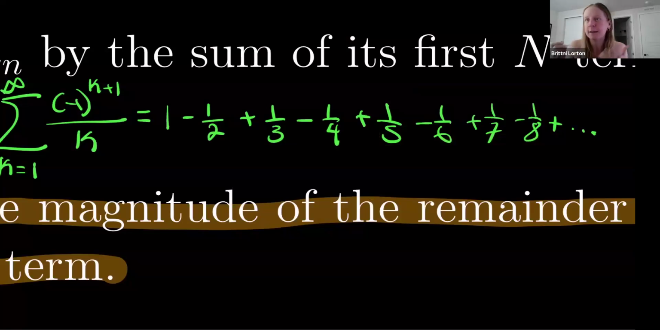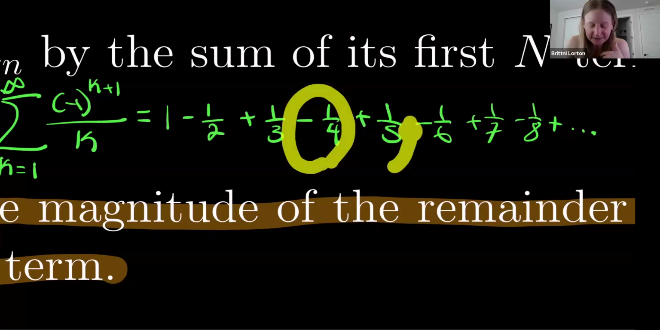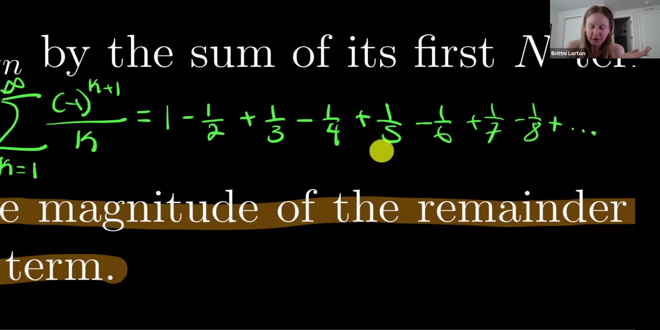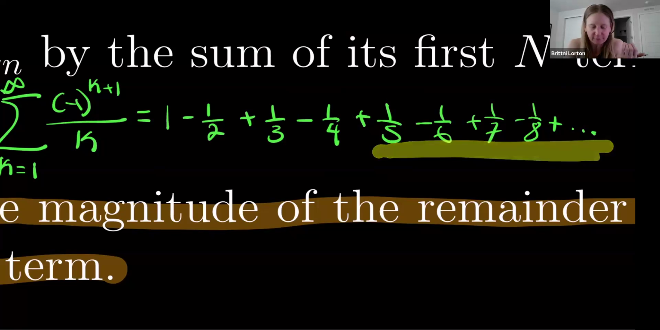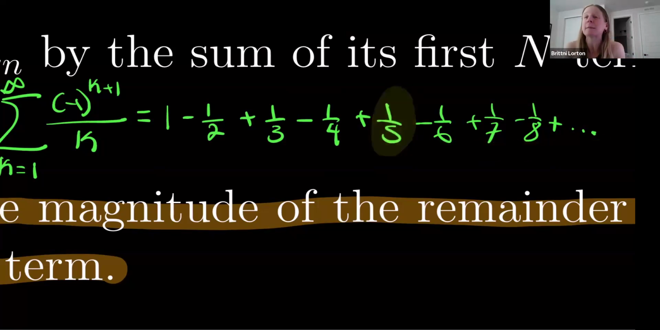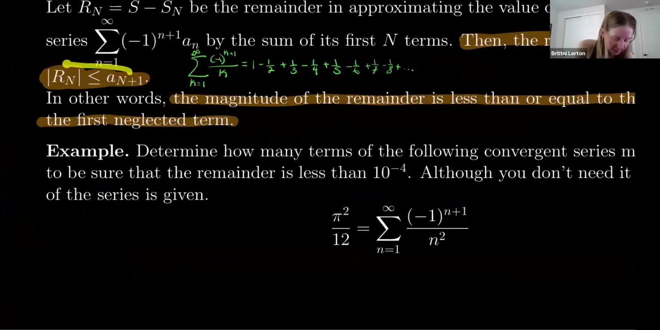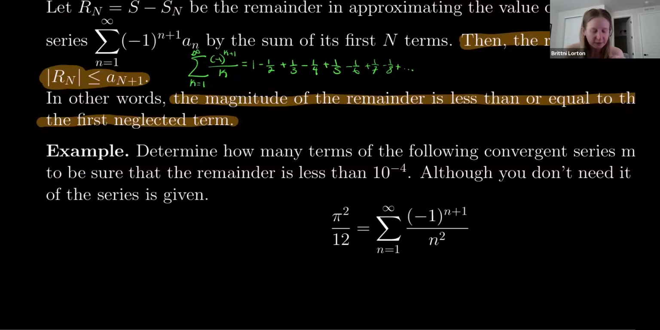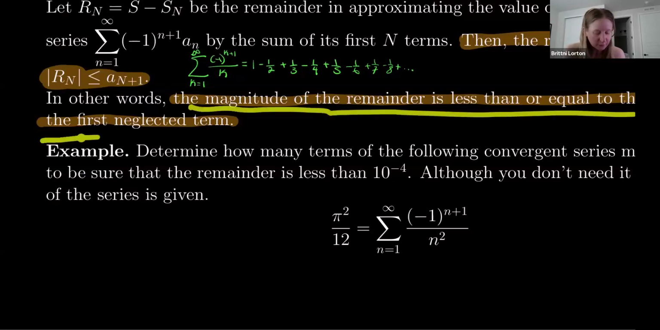That's what my A sub capital N plus 1 is. This is my A sub capital N. This is my A sub capital N plus 1, the first neglected term. No matter what I'm adding and subtracting, it's always getting smaller and smaller, so it's never going to be bigger than this. So that's the maximum my error could be. So that's what we mean by that inequality, where your remainder in magnitude is always going to be less than or equal to A sub n plus 1. The magnitude of your remainder is always less than or equal to the first neglected term.